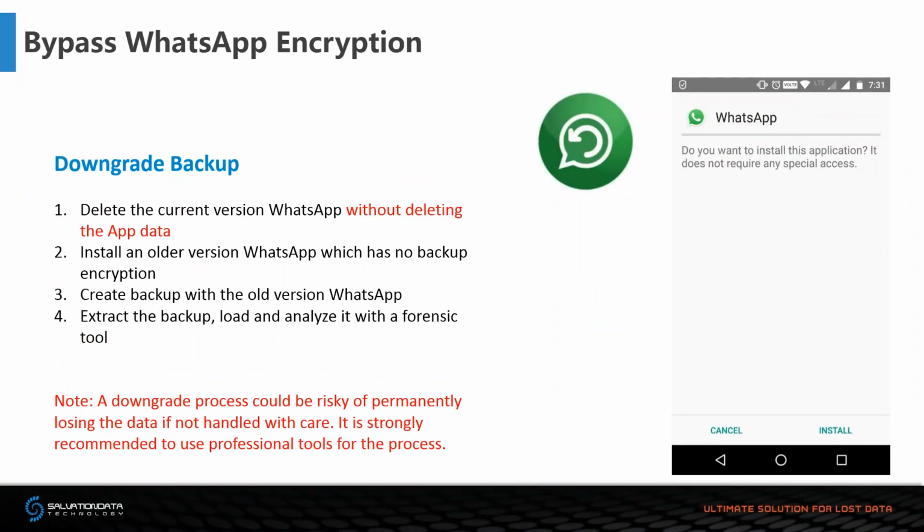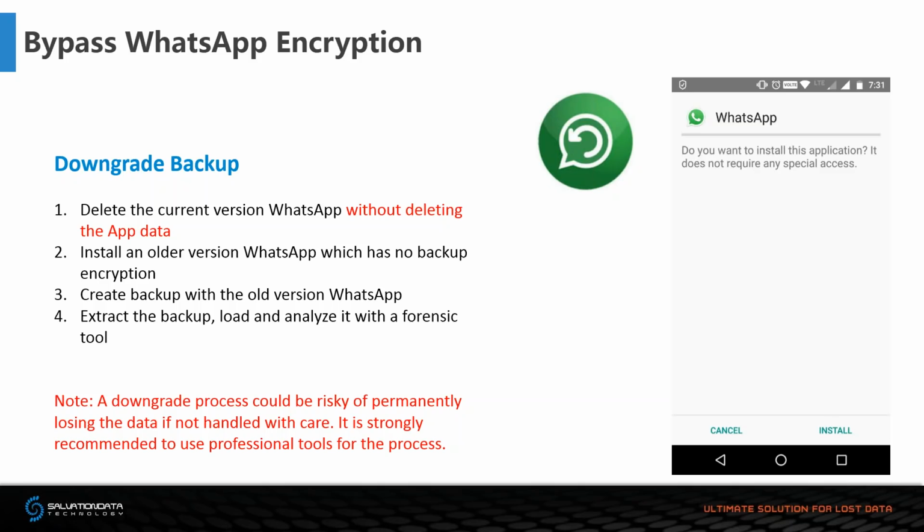So another way to extract WhatsApp messages without root access is downgrade backup. This method is to downgrade WhatsApp application to an older version that has no backup encryption feature. WhatsApp version 2.11.431 is the last version of WhatsApp without forced backup encryption. So the trick is to downgrade WhatsApp to this version without deleting the user's data, then create backup with the old version WhatsApp and extract database files from it.